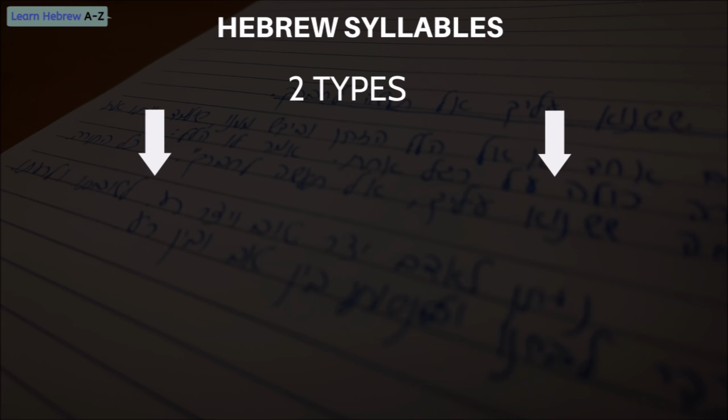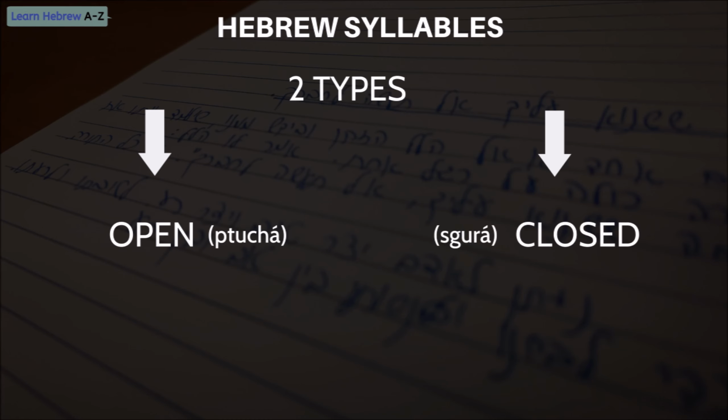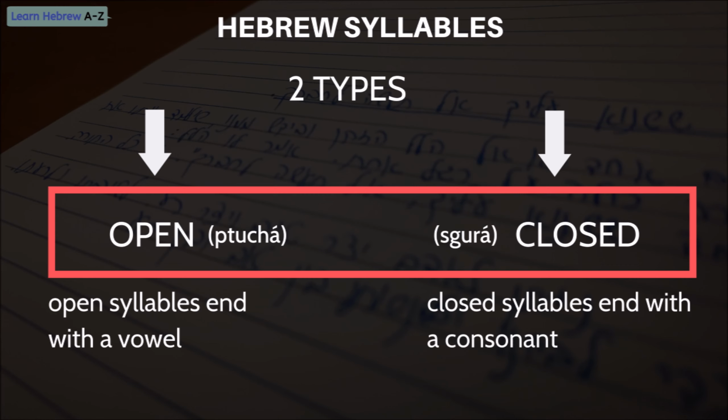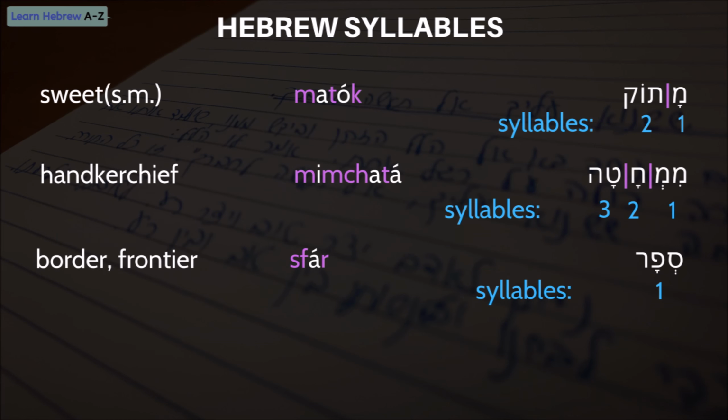That brings us to the two types of syllables in Hebrew: an open syllable, or havara ptucha, and closed syllable, or havara sgura. In Hebrew, open syllables end with a vowel, and closed syllables end with a consonant. Let's look again at the words we analyzed. The first word, matok, the syllable ma ends with a vowel, therefore an open syllable. The syllable tok ends with a consonant, therefore a closed syllable.